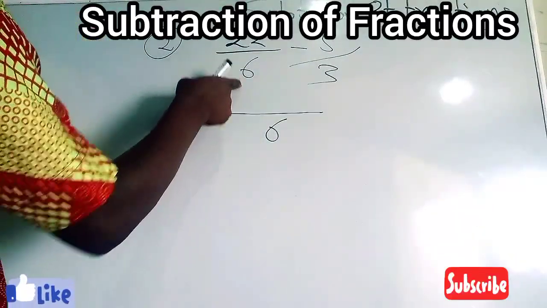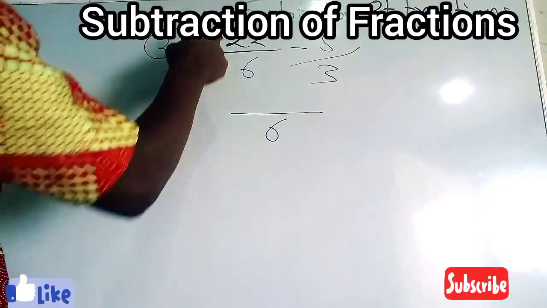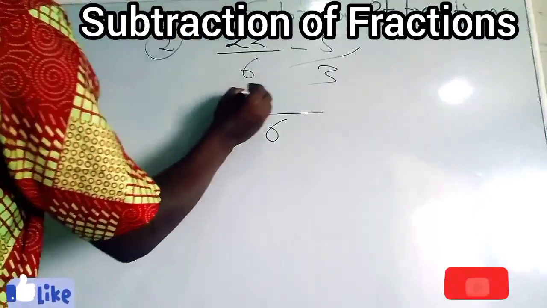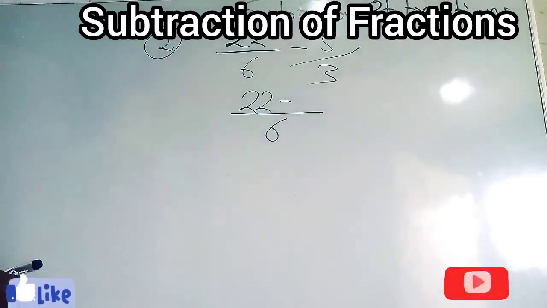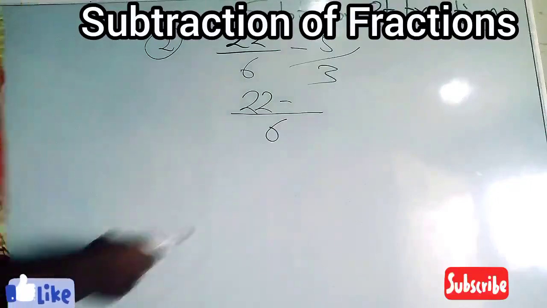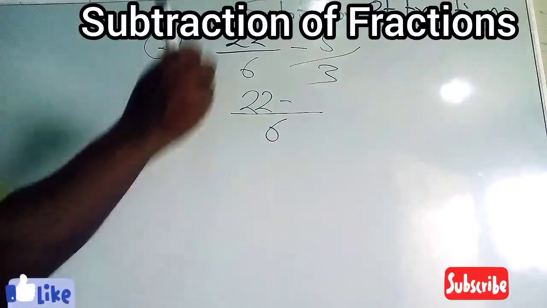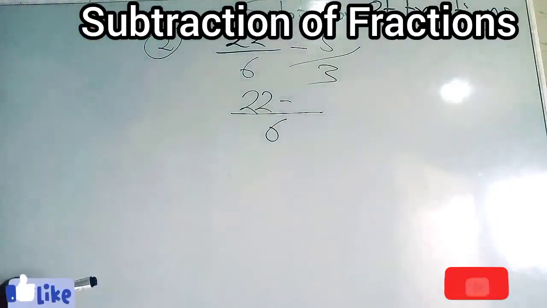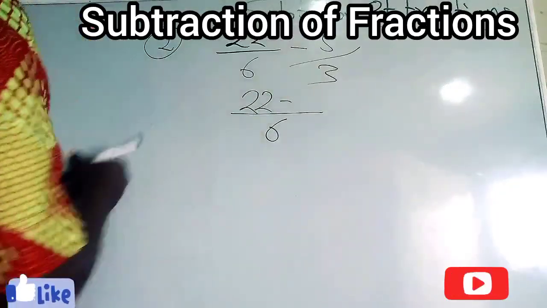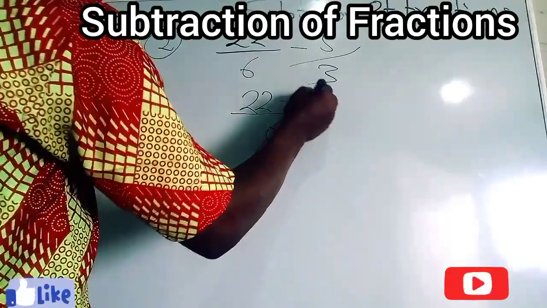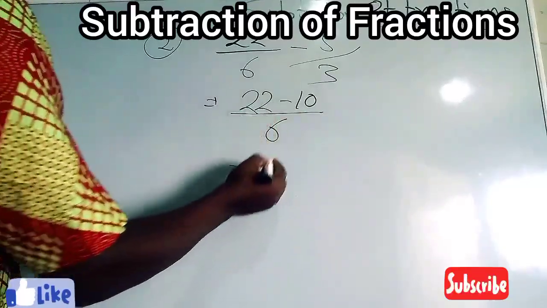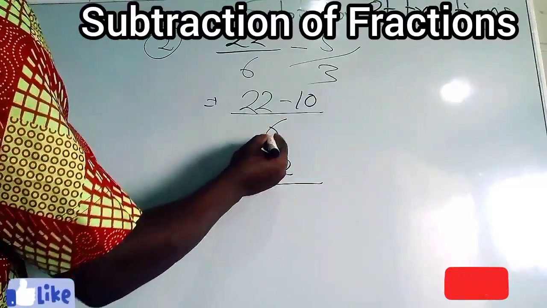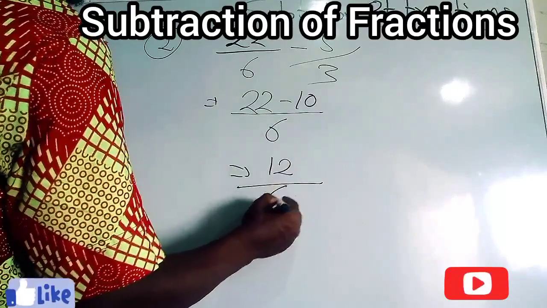Okay, 6 can go into 6 one time. Use that one to multiply the numerator. So 1 times 22 will give you 22. You bring your subtraction sign. 3 will go into 6 how many times? 2 times. So use that 2 to multiply the 5 at the top. So 2 times 5 will give us 10. You have your 10 here. Now what do you do? You subtract 10 from 22. Then you have 12 all over 6.